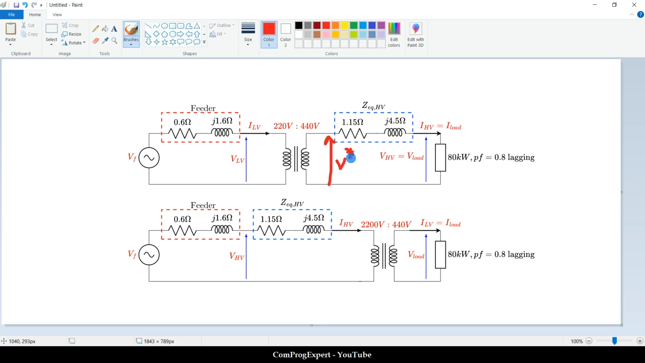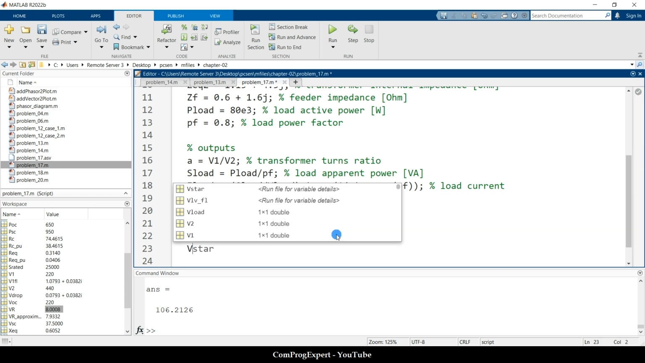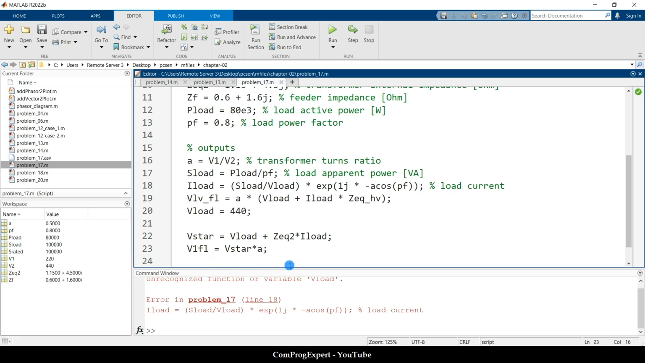So when we have this voltage, we can transfer it to the low voltage side. So this is V star. How can we transfer it to the low voltage side, or V1 full load? The V1 full load is equal to V star times A. So let's run this code.